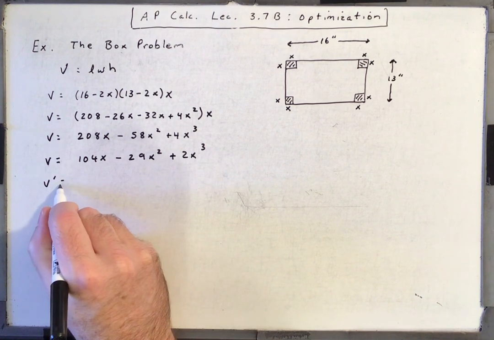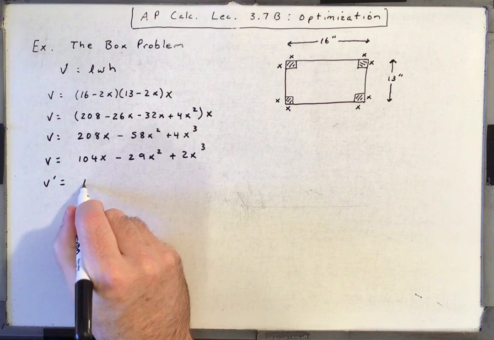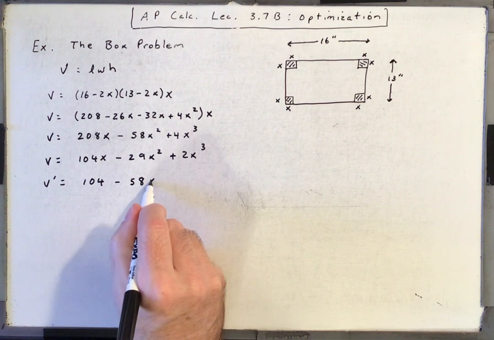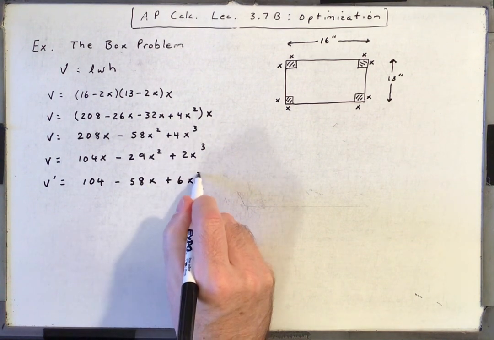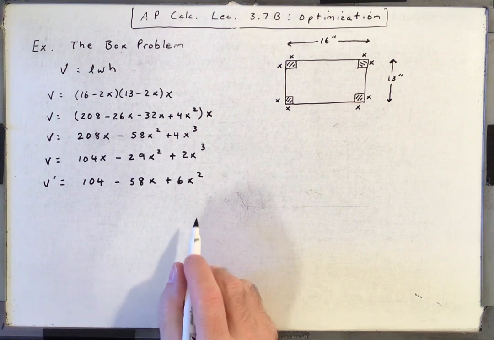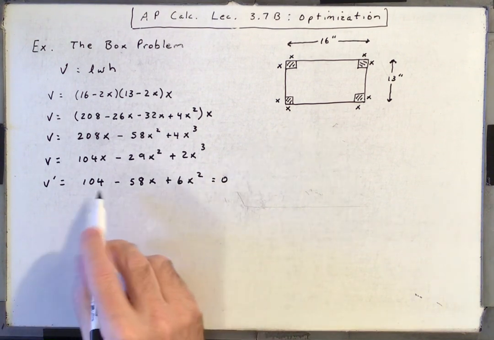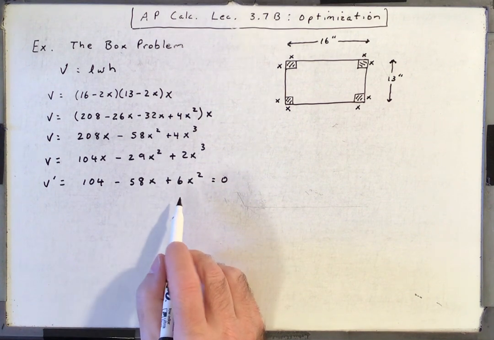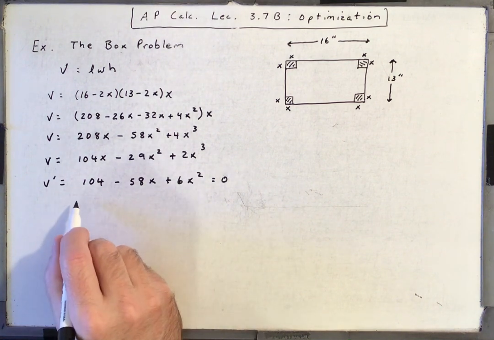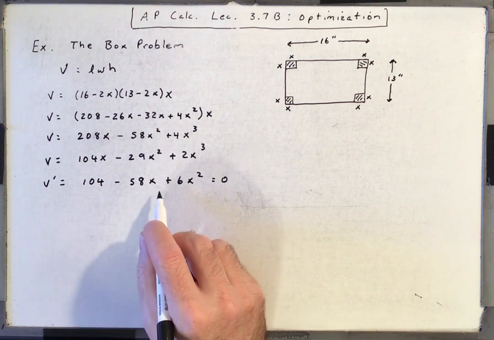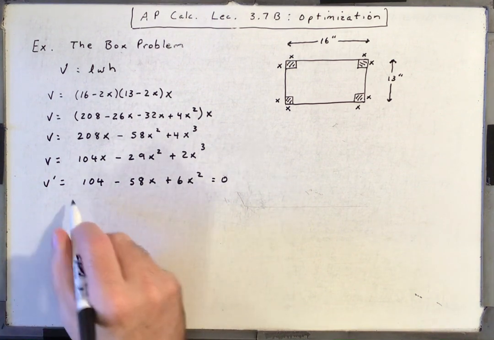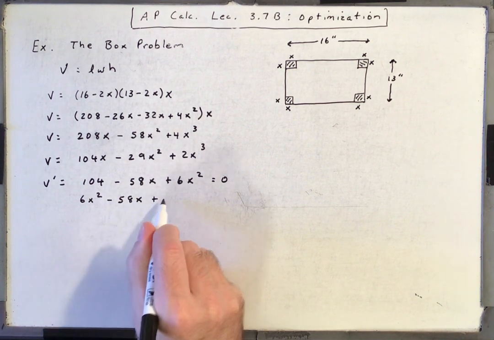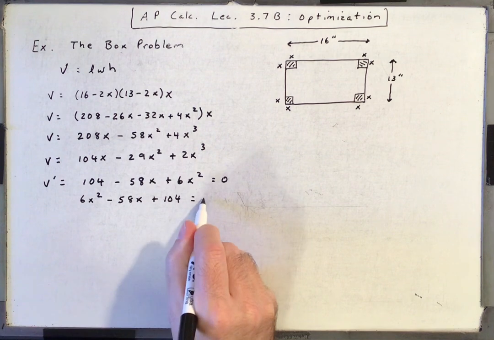So all the work in these problems happens before you take the derivative. So I'd have 104 minus 58x plus 6x squared. All right, and I can set that equal to 0. We could probably factor out a 2, but I'm going to go ahead and do 6x squared minus 58x plus 104 equals 0.